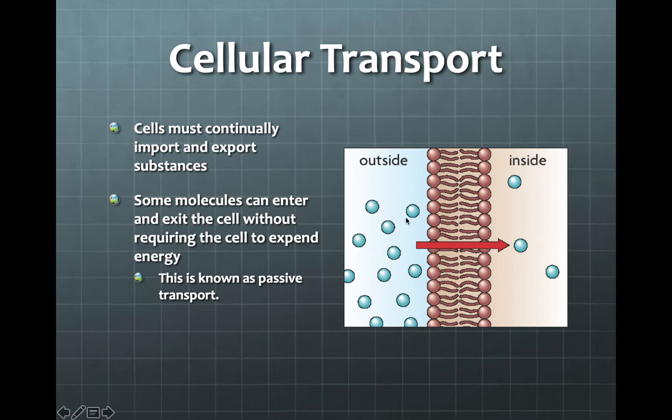And so a lot of the times you'll see a high concentration outside the cell to a low concentration inside the cell, like we did look with water. So molecules are going to move from high to low. And if we see a high to low, we're going to think passive transport if there's no protein there.